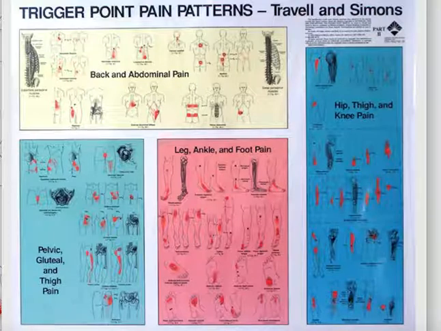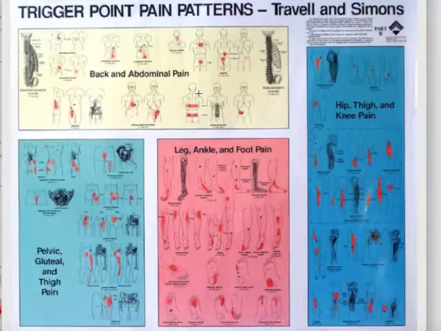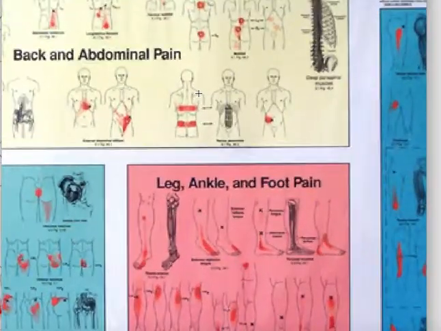These images were results of a study that was done by Janet Travell and David Simons, and they looked at a big sample size of patients who came through with pain. And they were looking in particular about trigger points and what patterns trigger points had in their pain.